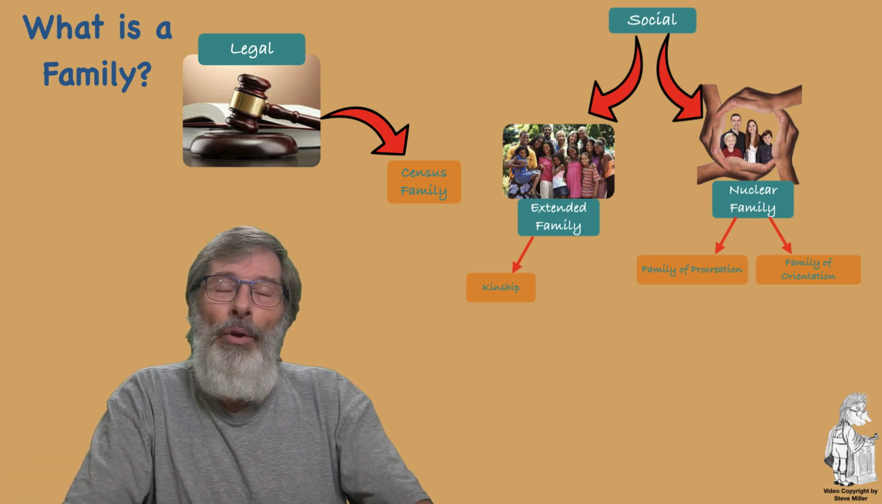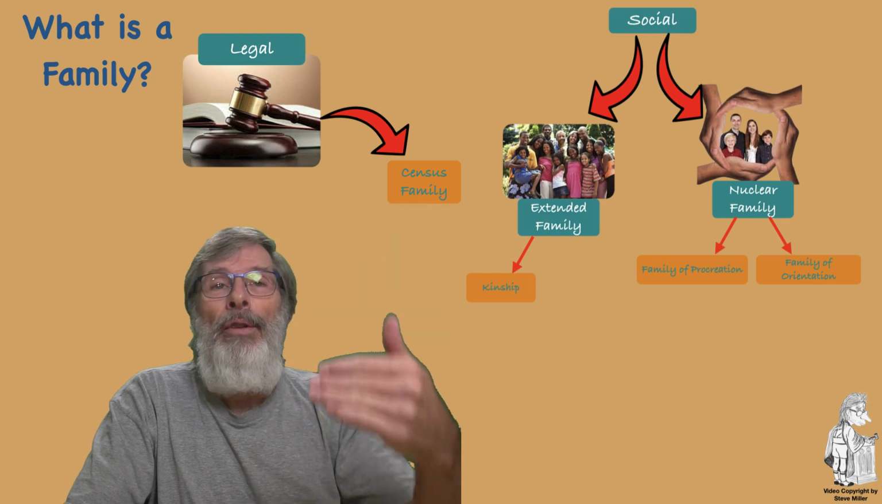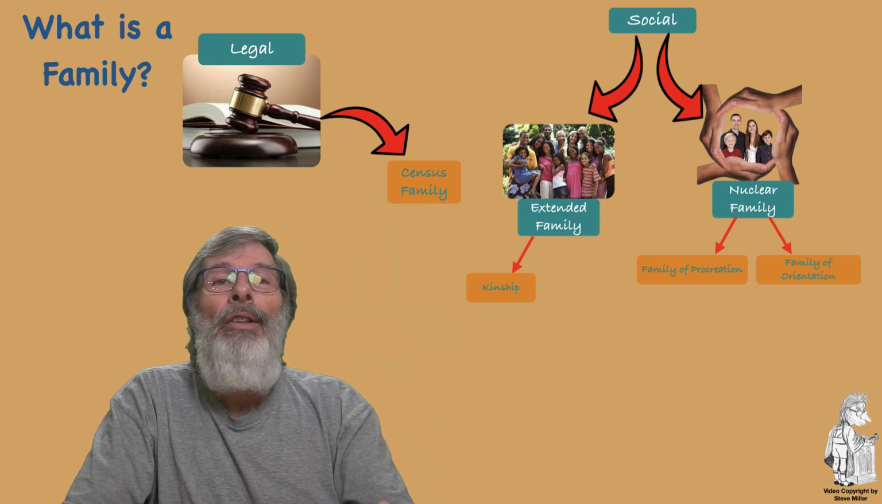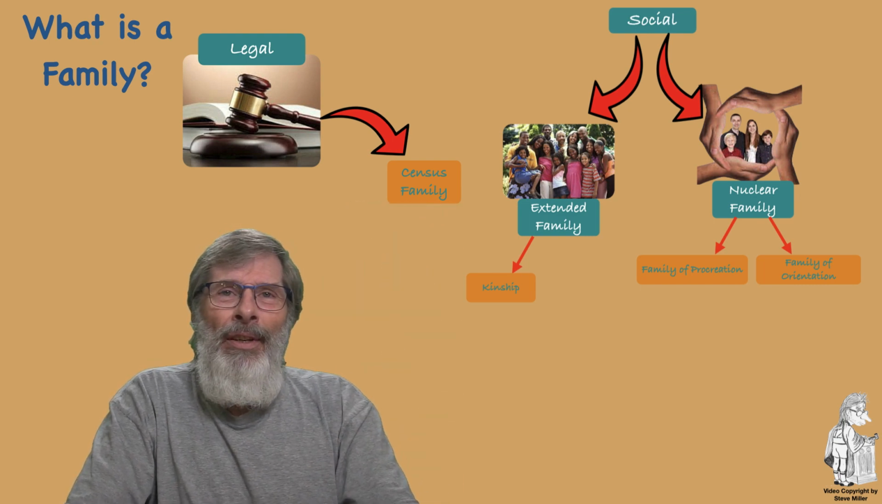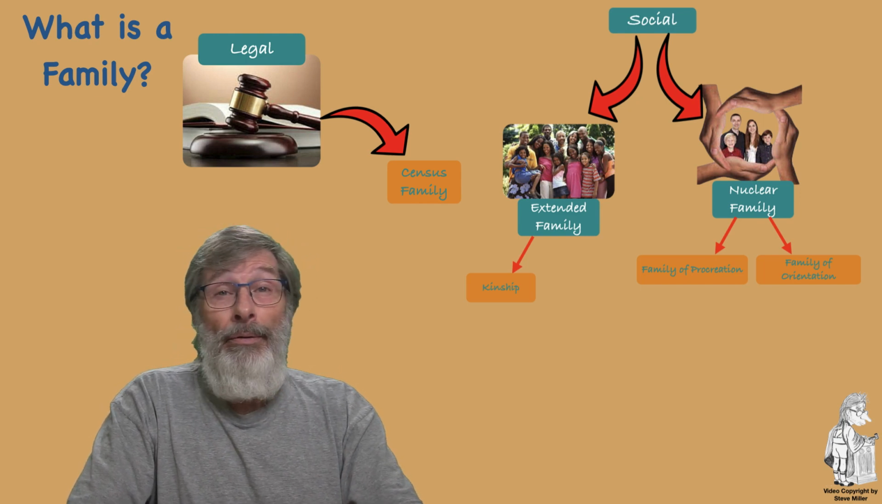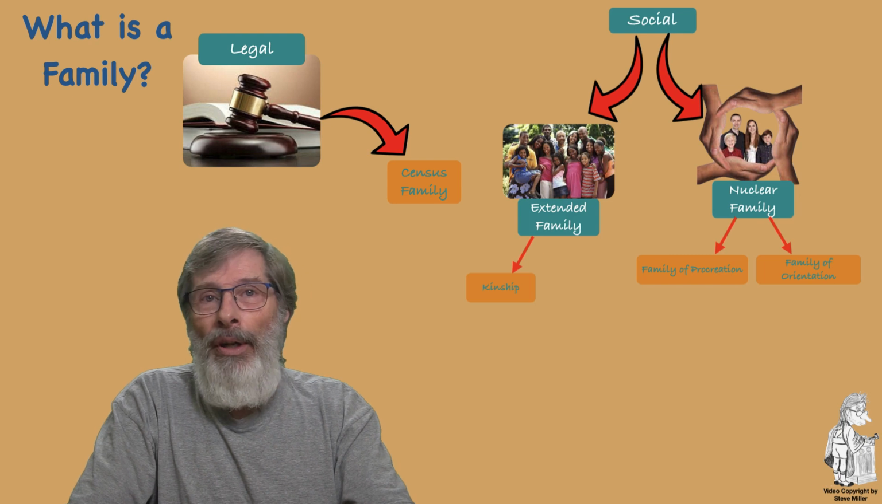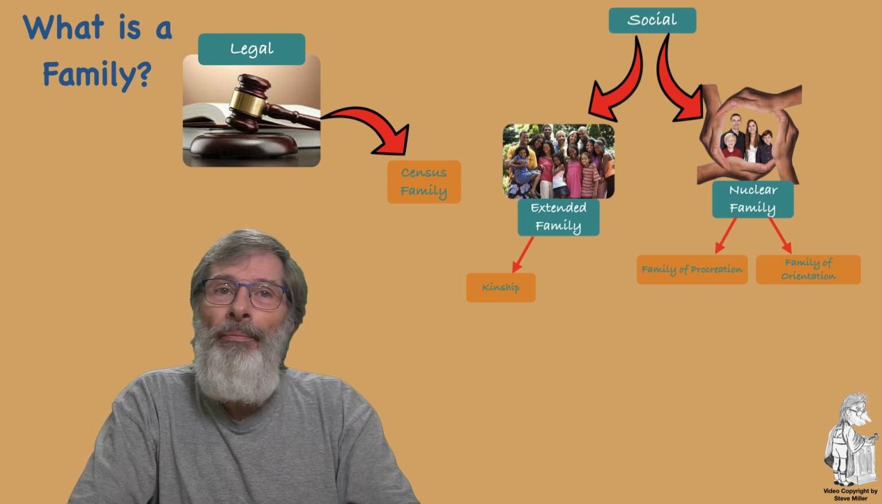Then the second group, nuclear being the first, the second is what's called the extended family. It's the nuclear family and all other relatives, the extended family network. It's also known as kinship.